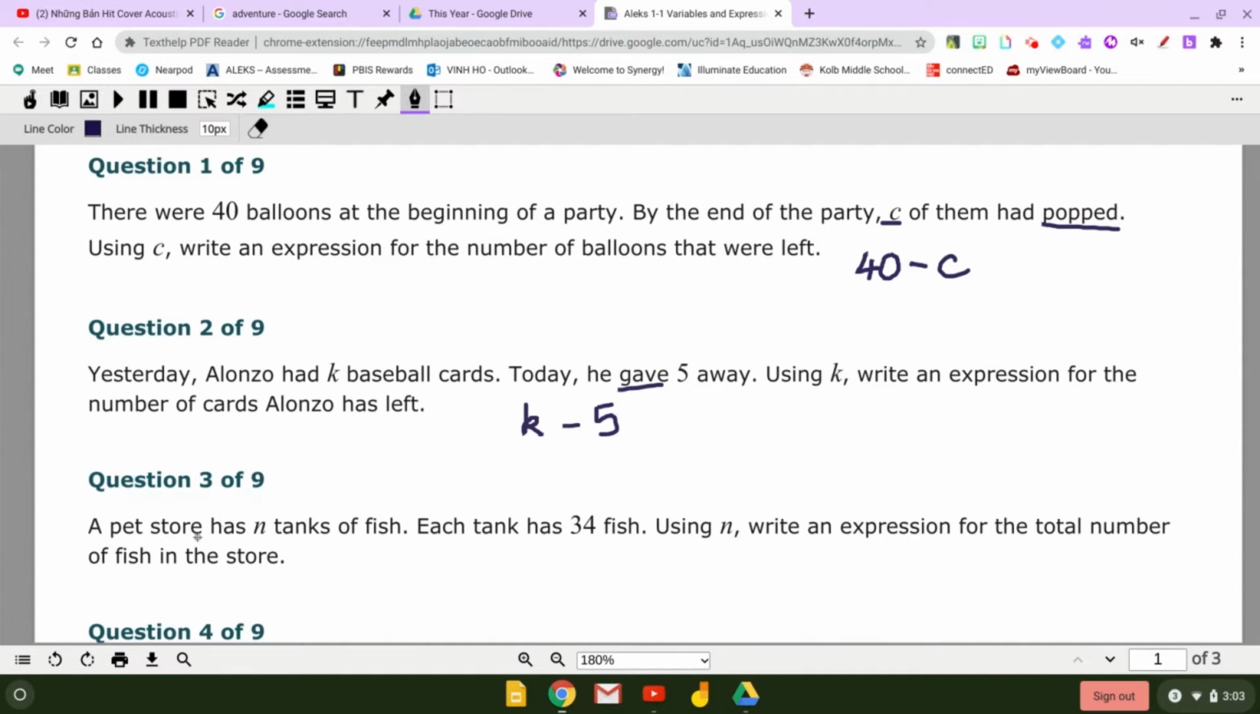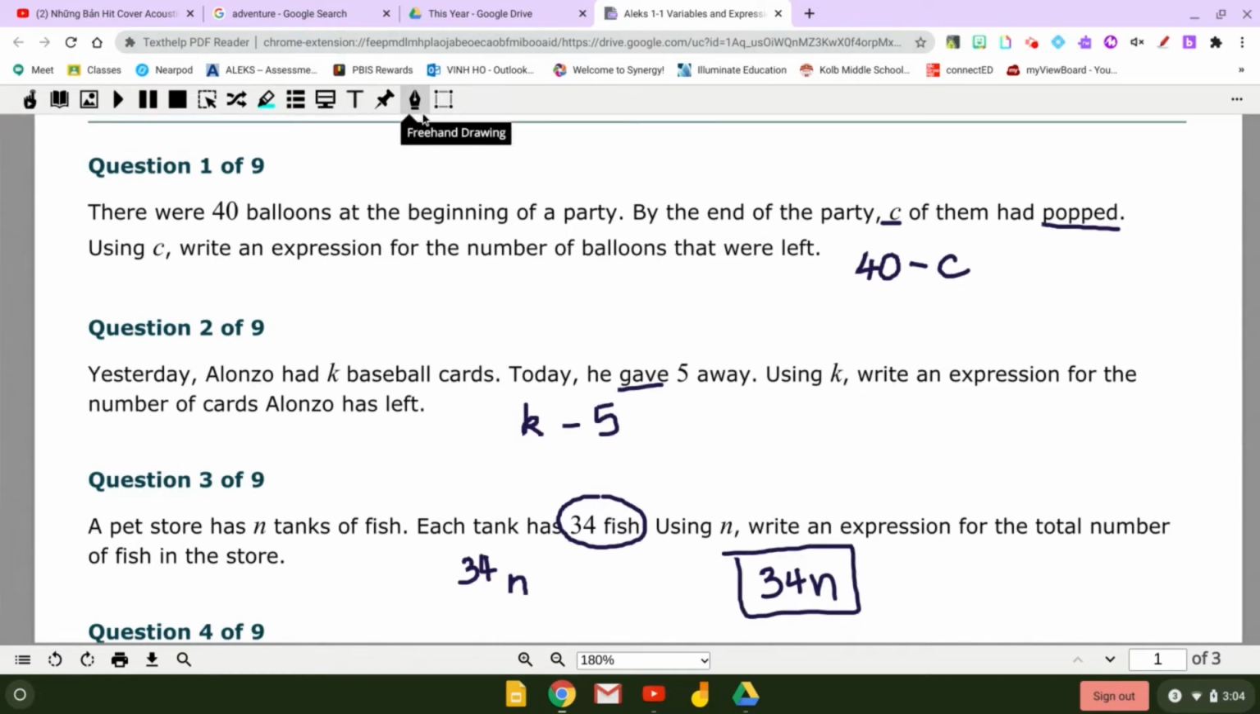All right, number 3. A pet store had N tanks of fish. Each tank has 34 fish. Use N to write an expression for the total number of fish in the store. So they have N tanks. Each of them has 34 fish. If it's one tank, it's going to be 34. If it's two tanks, it's 34 times 2, which is 68. If it's three tanks, it's 34 times 3, which is 102 fish. So basically 34 fish in one tank, so 34 times the number of tanks that we have, which is N tanks. So the expression is 34n. That is the final answer.